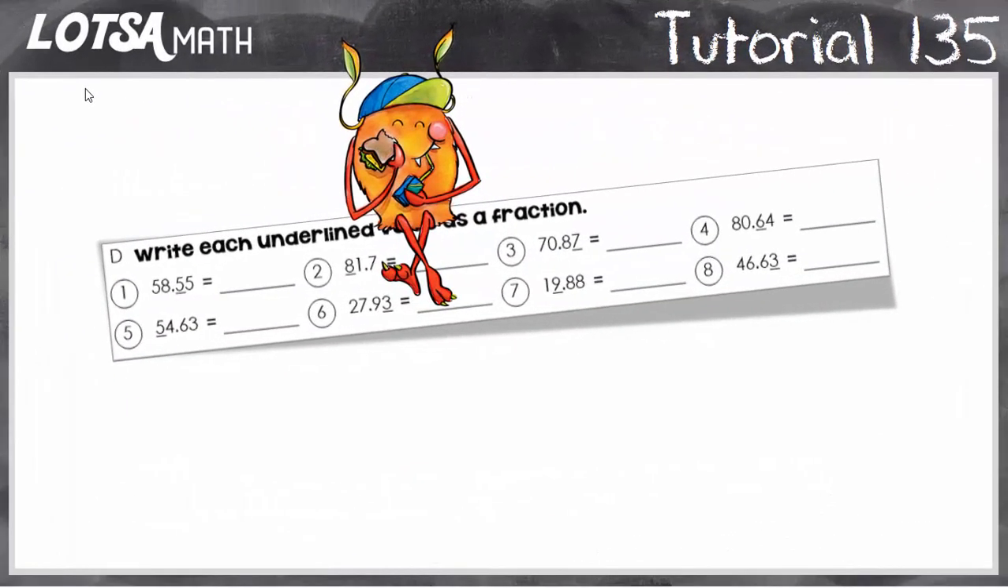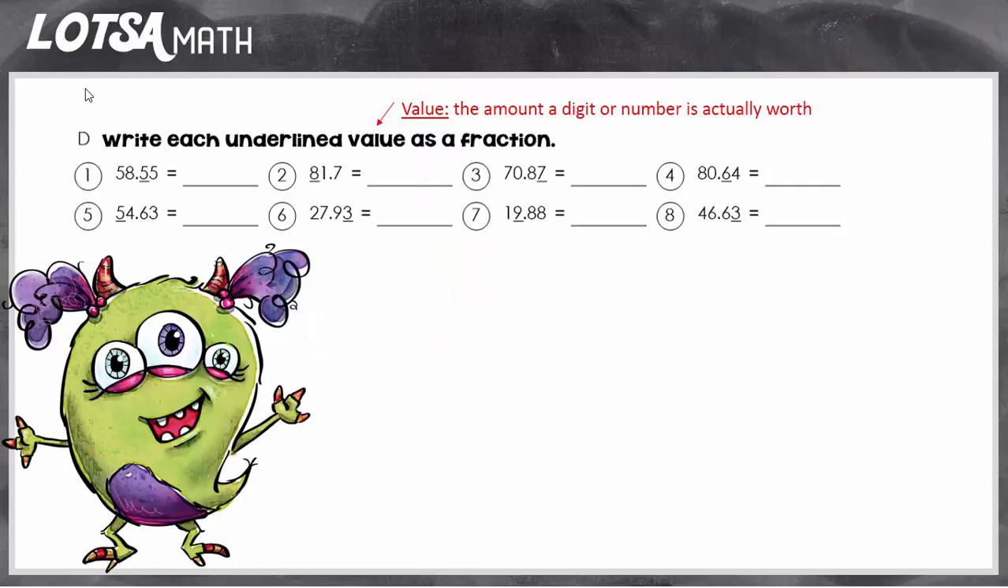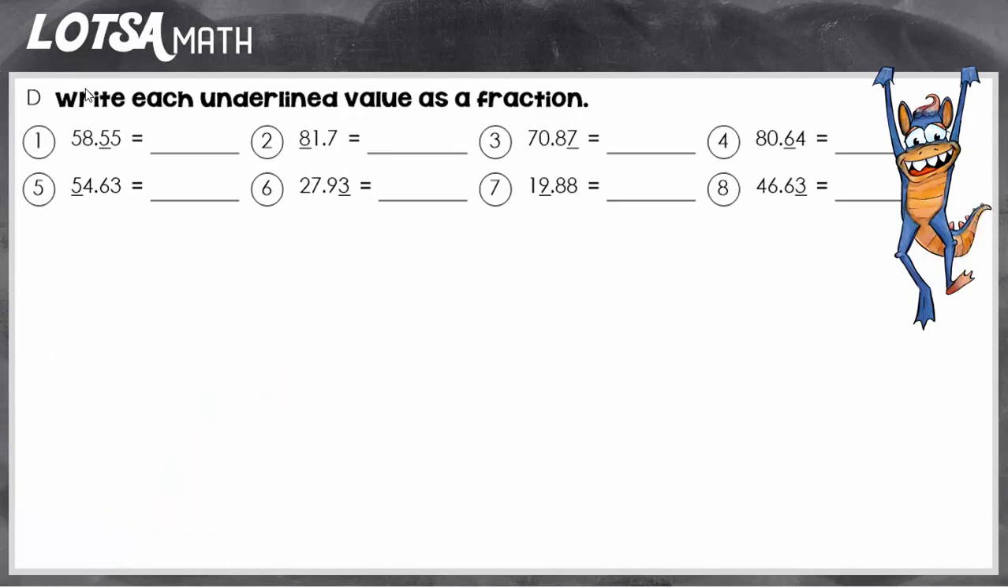For these questions, you're going to write each value as a fraction. And remember, the value is just the amount the digit's actually worth. So let's do some examples. On number 1, we have 58 and 55 hundredths, but the underlined digit is the 5 and it's in the tenths place. So the value is 5/10. So we're just going to write 5/10 as a fraction.